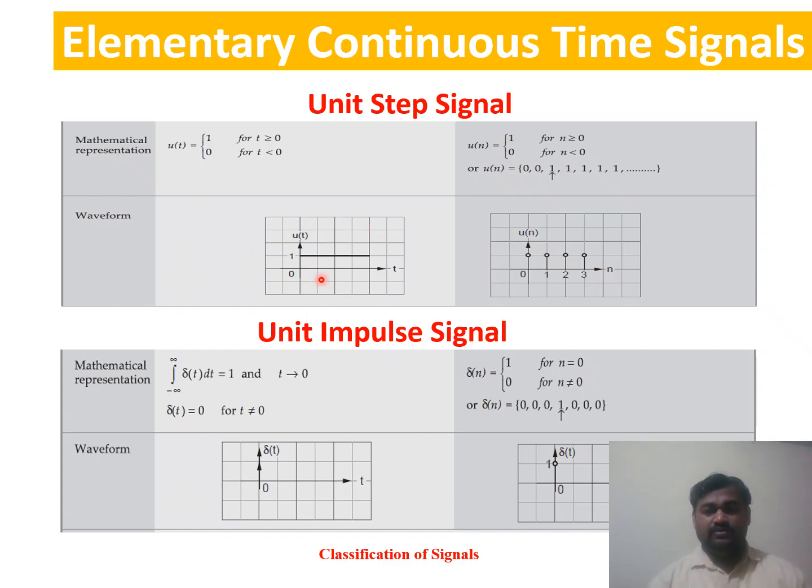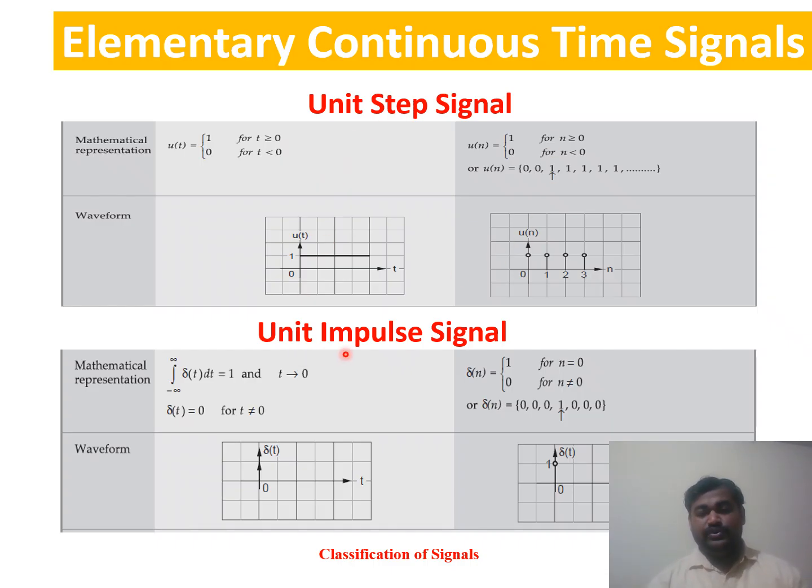If you look at the waveform, for t greater than 0, the value is 1. For t less than 0, the value is 0. This is a unit step signal. The continuous time representation is u of t, and the discrete time representation is u of n. u of n equal to 1 for n greater than or equal to 0, and 0 for n less than 0. This is u of n with respect to n. It is 1 for n greater than or equal to 0 and 0 for n less than 0. This is a unit step signal.